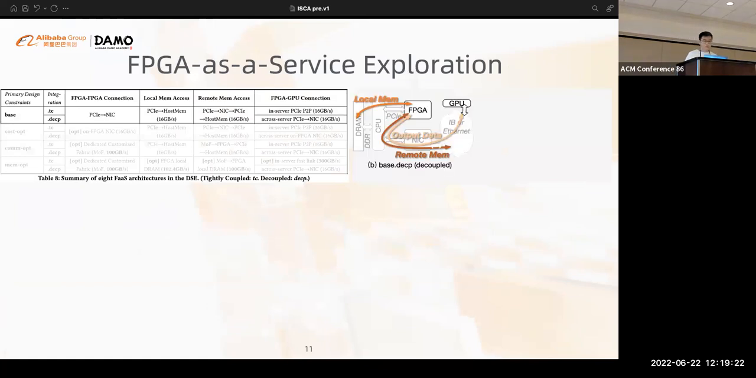We deploy the hardware IP on an off-the-shelf cloud FPGA architecture with the following adaptations. For the local memory, we use host pinned memory and the FPGA can access that through PCIe. And for the remote memory, the FPGA will access that through InfiniBand or Ethernet.